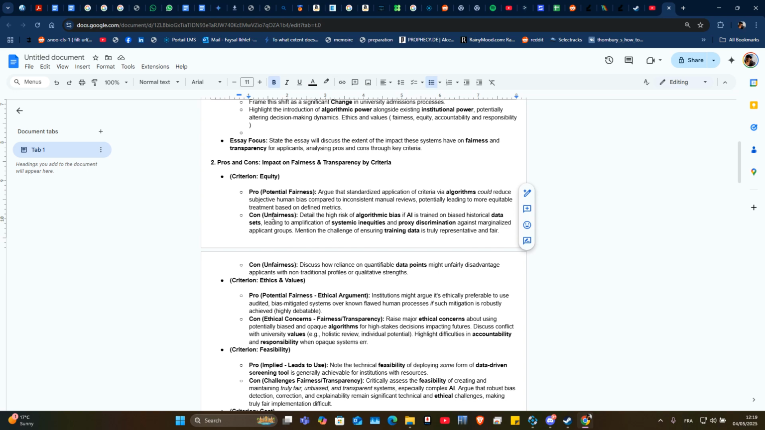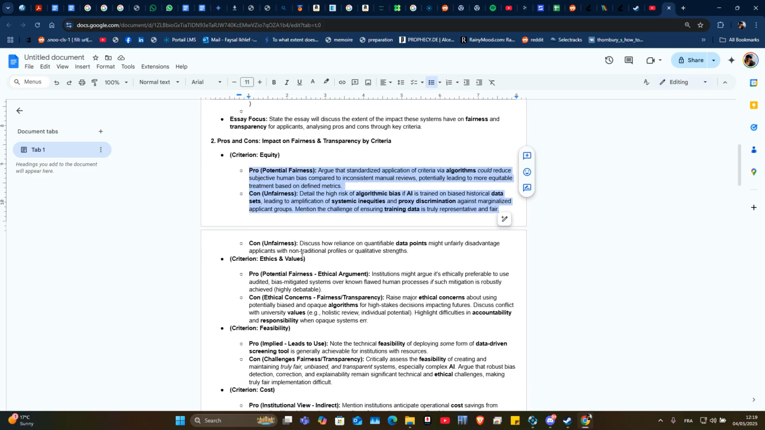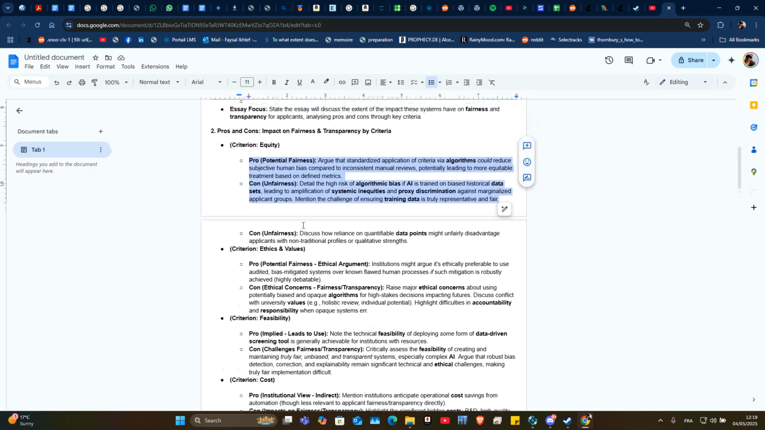Now we go to the bad things and unfairness due to a high risk of algorithmic bias. Again, this is a technical digital society term. If AI is trained on biased historical data sets, another technical word, leading to amplification of systematic inequities and proxy discrimination against marginalized applicant groups. Mention the challenge of ensuring training data is truly representative and fair. So you see what I'm doing? For each point I have selected, I will use technical words and compare pros and cons. And basically, you just continue with the same format.